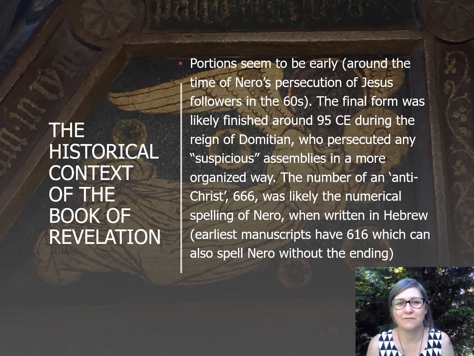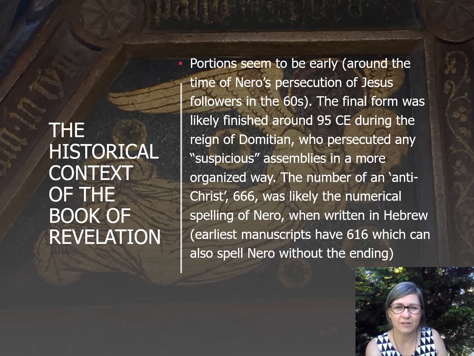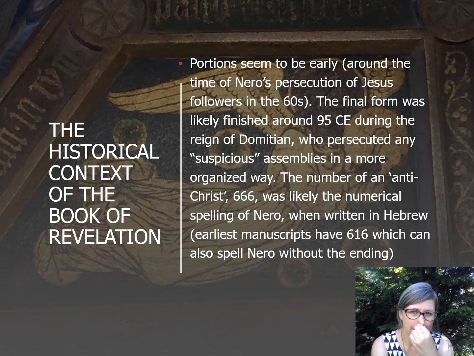So what was the context of the book of Revelation? When was it written? Well, with a lot of these books we aren't sure, but with Revelation, many people point to the coded numbers as a way to tell who is being referred to. And there are these numbers mentioned in the text that relate to a certain really bad individual. And in Hebrew, numbers also have a letter value. And the number 666, which is mentioned in the book of Revelation as an anti-Christ, corresponds to the name Nero.